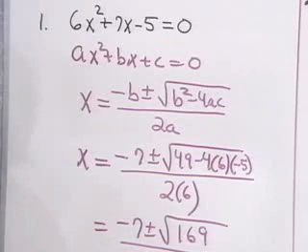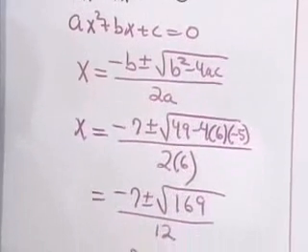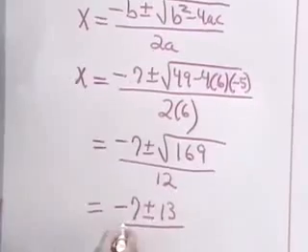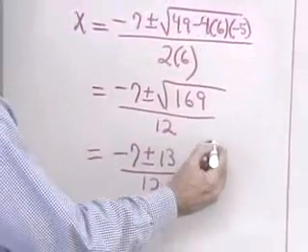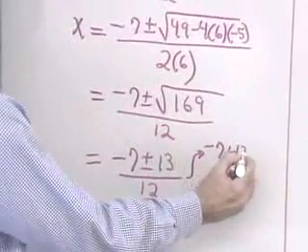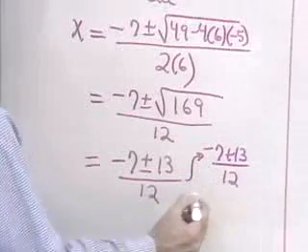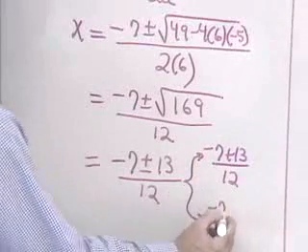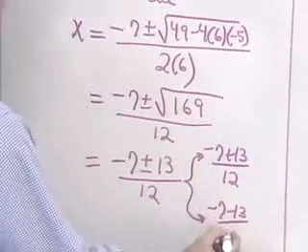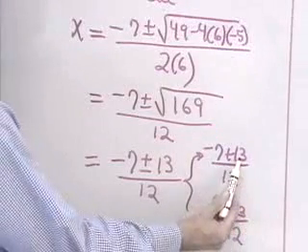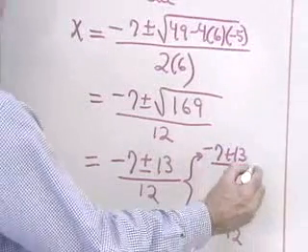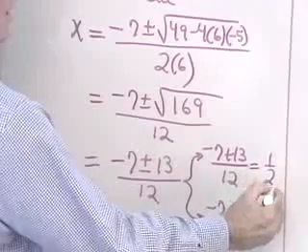I continue to simplify. Negative 7 plus or minus 13, all divided by 12. That gives me two solutions. One is negative 7 plus 13 over 12, and the other one is negative 7 minus 13 over 12. So here, negative 7 plus 13 is 6, divided by 12 is 1/2.